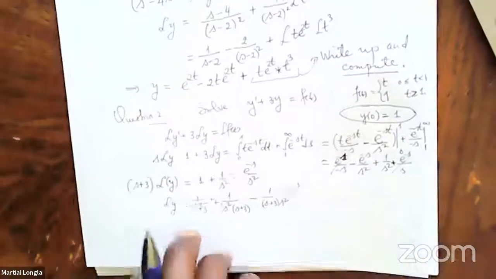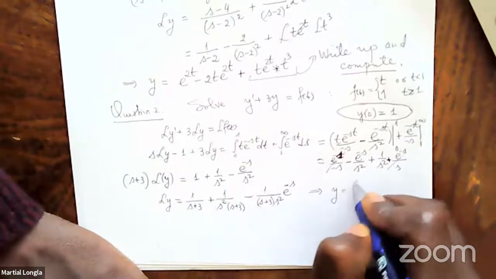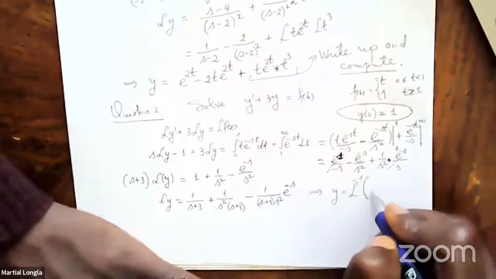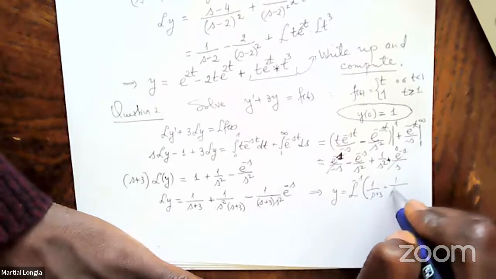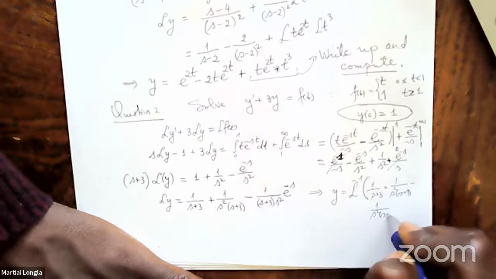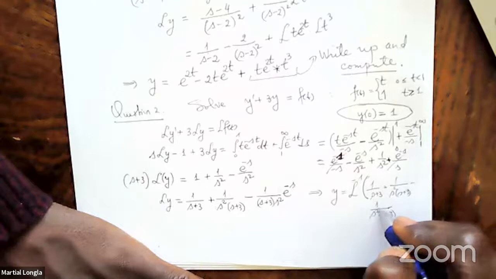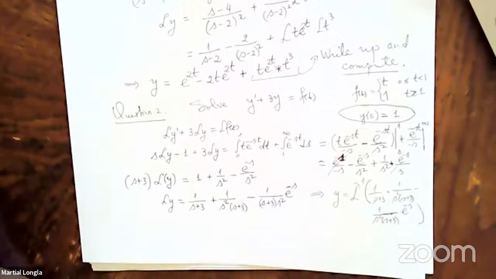So now the way you end this problem depends on your skills. So y is the inverse Laplace transform of 1 over s plus 3, 1 over s squared s plus 3, minus 1 over s squared s plus 3, e to negative s. You can do partial fractions, and you can do convolutions.